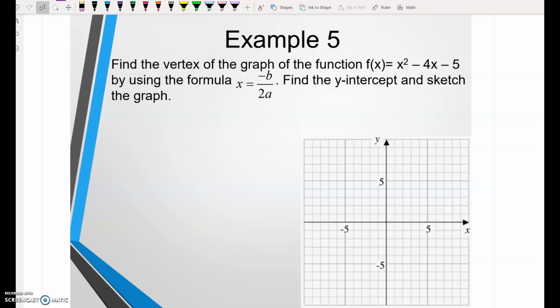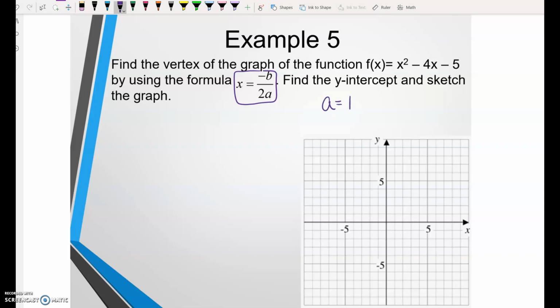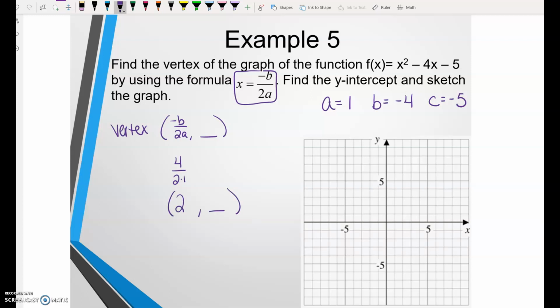Another way, instead of completing the square, is to use this formula for the axis of symmetry. The axis of symmetry is opposite of b over 2a. So a is the number in front of the x squared, so our a is 1. B is the number in front of x. C is the number that has no x. So your vertex would be at the opposite of b over 2a, comma, something. To get this number, you simply plug whatever you get for the x value in. So opposite of our b would be 4 over 2 times 1. That would be 2. So our vertex would be at 2 something.